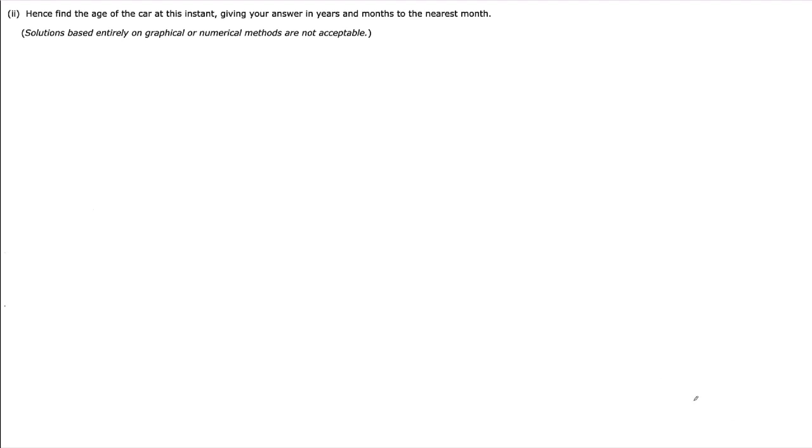Part 2 says, hence, find the age of the car at this instant, giving your answer in years and months to the nearest month. This word hence is really important. It means use something that you've already done to help you to answer this part of the problem. In fact, we're going to use the equation that we've just solved. We're asked to find the age of the car at this instant in years and months to the nearest month. So we're asked to find this value t here.